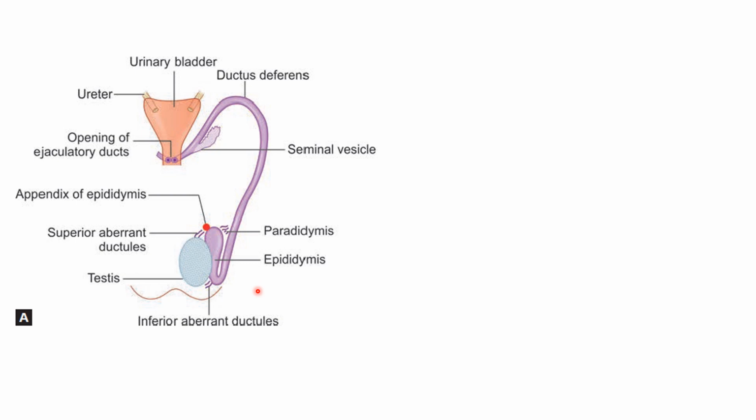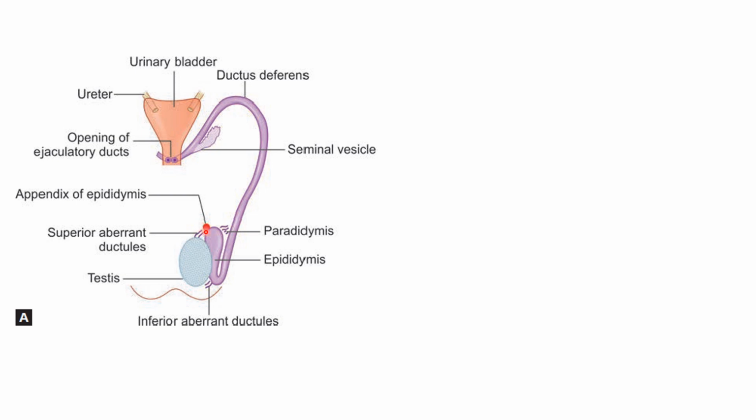So some of the remnants will be, first group will be the superior aberrant ductules. Second group of remnants will be inferior aberrant ductules. Then comes the paradidymis. So superior aberrant ductules, otherwise known as epigenital tubules, lie cranial to the vasa efferentia. You can already understand this is the area of the vasa efferentia. So these ductules will be lying cranial to the vasa efferentia.